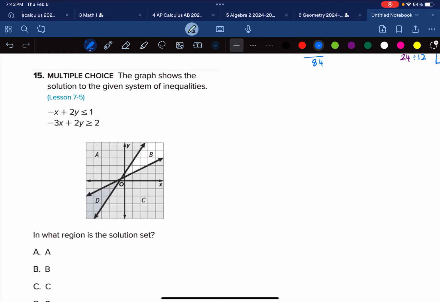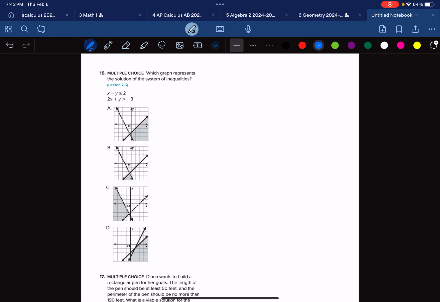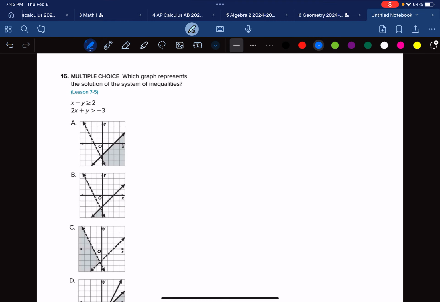All right, number 15. We've got some graphs. Cool. In what region is the solution set? Well, the solution set is wherever we have the shaded regions cross over. So this is one of the shaded regions. This is the other one of the shaded regions. And notice that it's darker in this quadrant D. So the correct answer here is D. It's where the shade overlaps. Nice and easy.